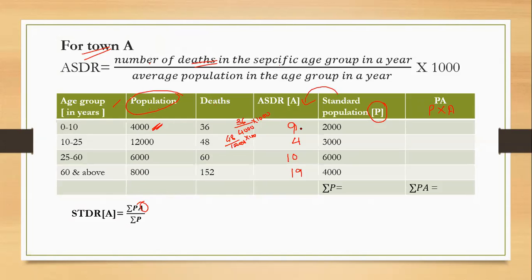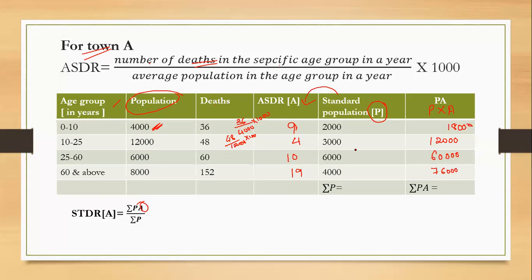What is the answer for the first one? 9 into 2000. Yes, good, 18,000. Second one, 4 into 3,000, yes, 12,000. 10 into 6,000, good, 60,000. And 19 into 4,000, good, 76,000. Okay, good students.